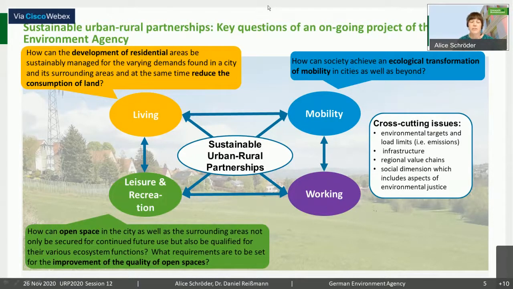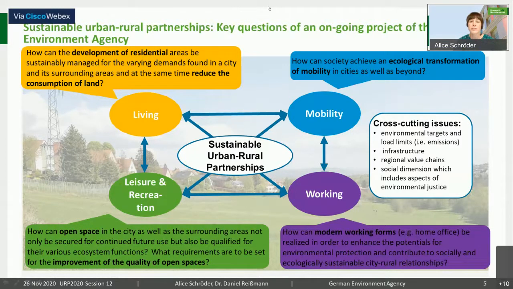Regarding leisure and recreation, we want to answer the question how we can secure open space in cities as well as in the surrounding areas, not only for the continued future use, but also how can we qualify them for the various ecosystem functions? What requirements are to be set for the improvement of the quality of the open spaces in areas surrounding cities?